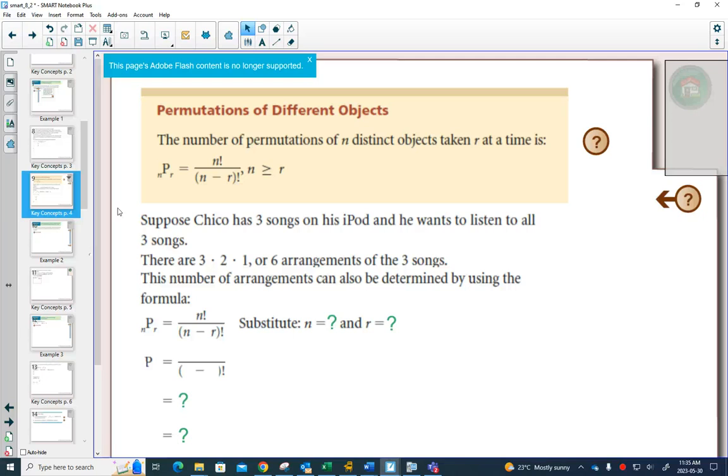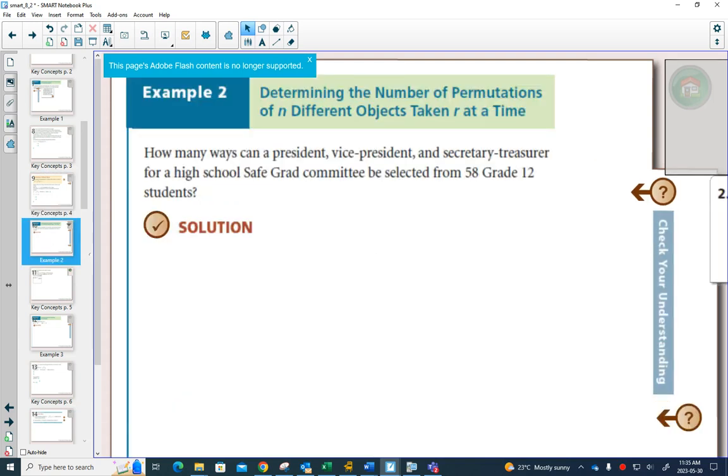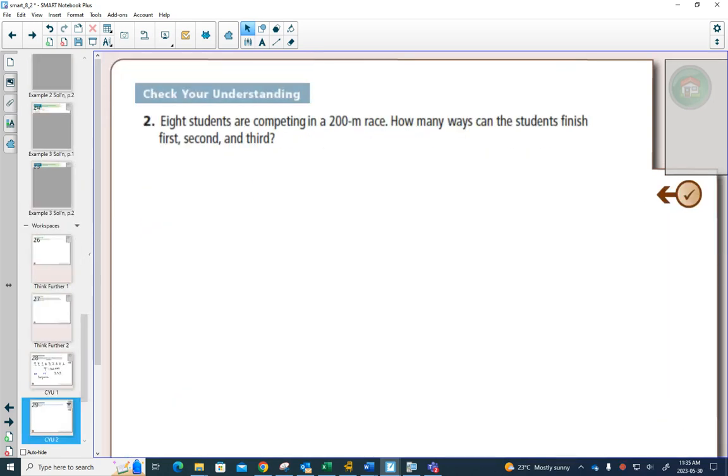Permutations formula, which you will very rarely use, but it is on your formula sheet. The permutations formula says the number of permutations of n distinct objects taken r at a time is nPr, which is n factorial over (n minus r) factorial. Okay? With that in mind, we will do question number 2 without it, and then we'll look at what it means to use the formula as well.